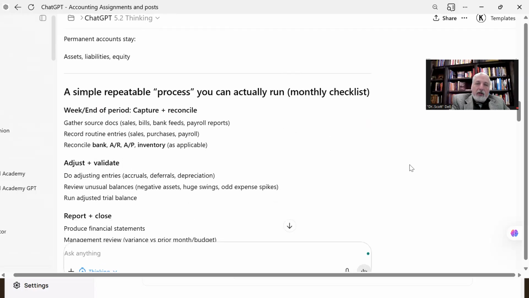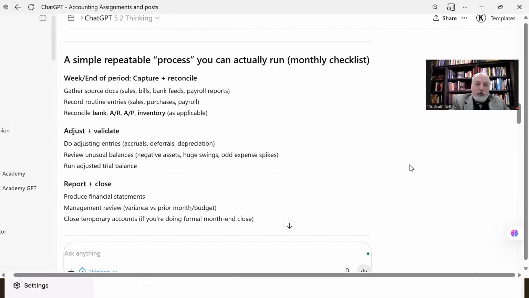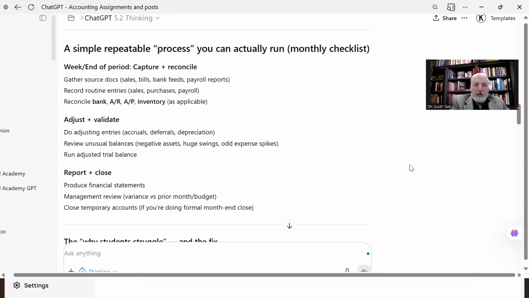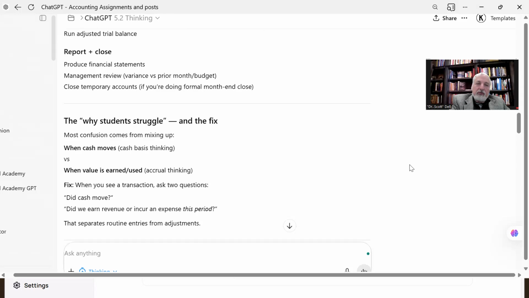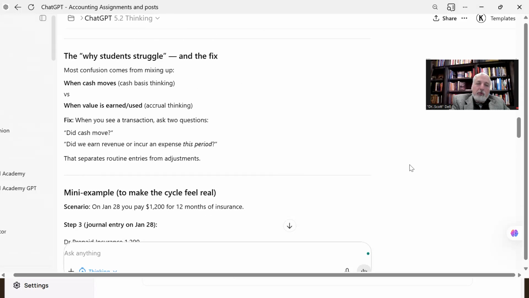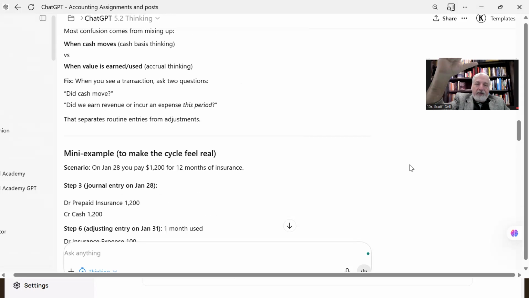We zero out those temporary accounts. They wash out into retained earnings, and net income ends up in retained earnings. And that's what the accounting cycle does. It takes us through the process of identifying transactions, getting them reported on the financial statements.